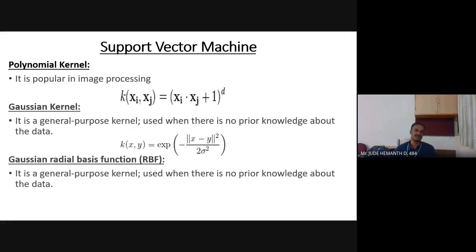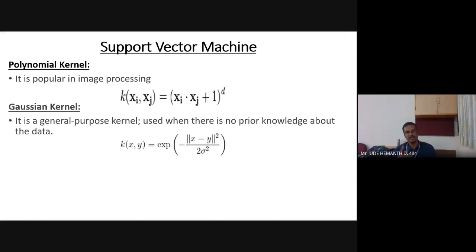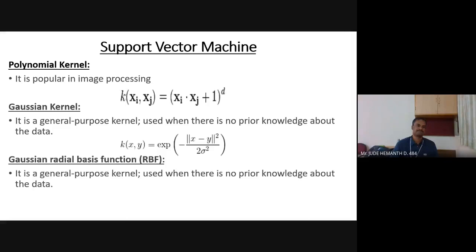Gaussian radial basis function, again you will have a formula. Normally we do not know whether this is a kernel or not. If you look at the Gaussian function, I am very sure you must have learned about it. But how can we make use of this function in our SVM to convert nonlinear data into a linearly separable one? That is what is interesting.